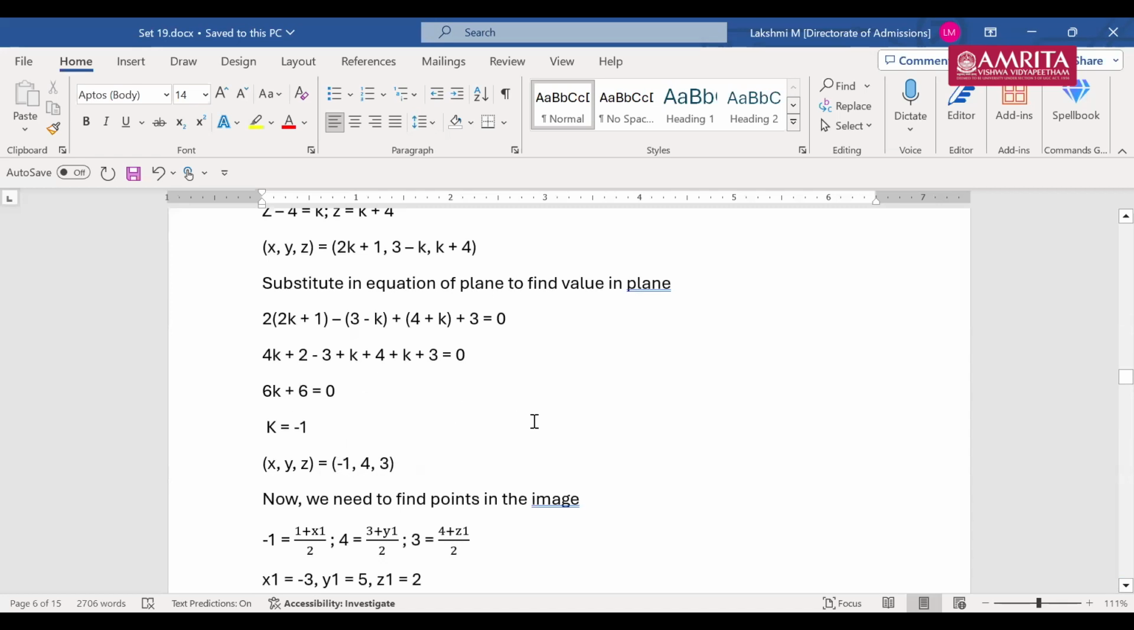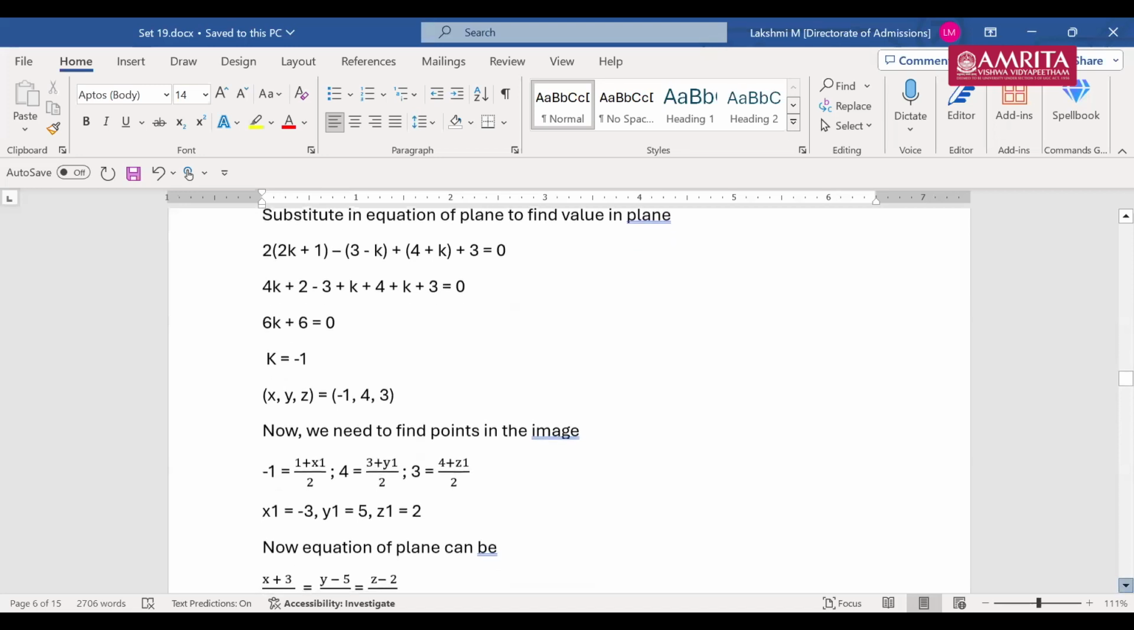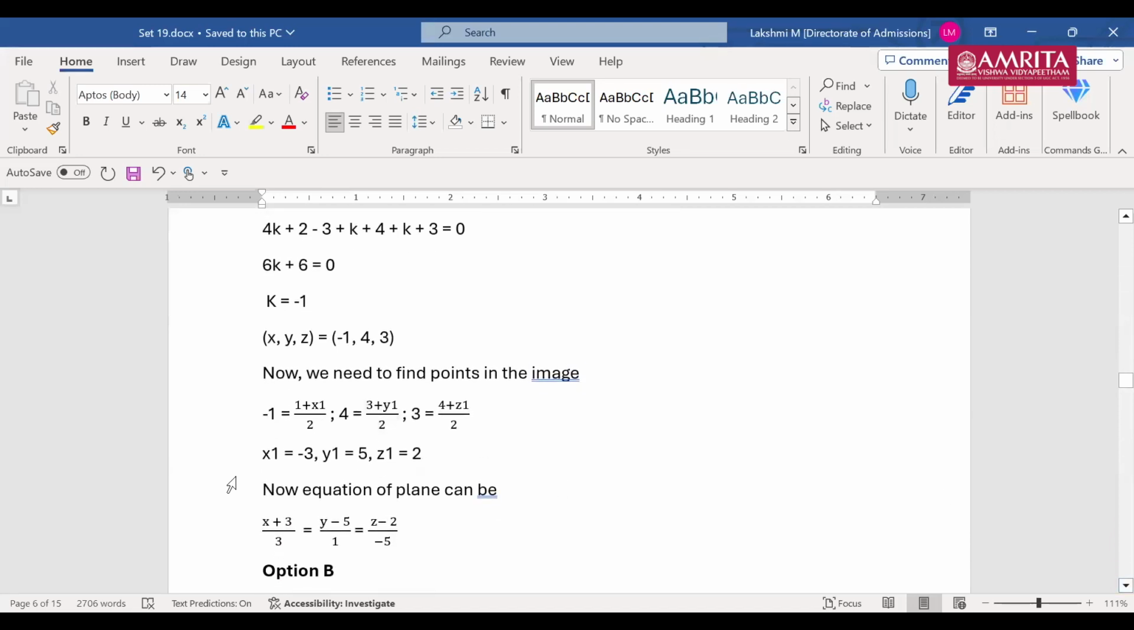If I have both of the points, it's just (x1 plus x2) by 2. So minus 1 is equal to, the first value I know, (1 plus x1) by 2. The second one is 4, which is (3 plus y1) by 2. And the third one is 3, which is equal to (4 plus z1) by 2. So I'll be able to find x1, y1, z1. Now I have everything, I just have to substitute it. So the coordinates are 3, 5, 2. So x minus minus 3 is x plus 3, y minus 5, z minus 2. Here it's (x plus 3) by 3, (y minus 5) by 1, and (z minus 2) by minus 5.